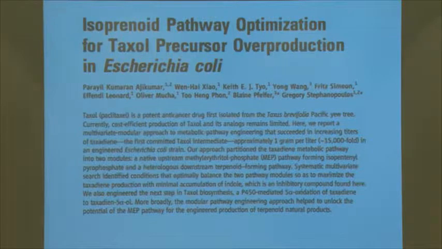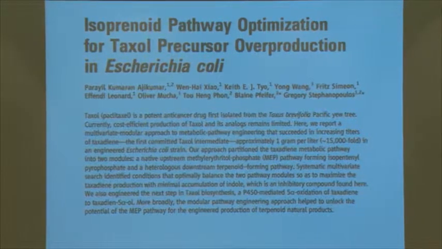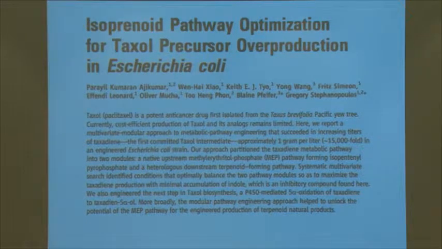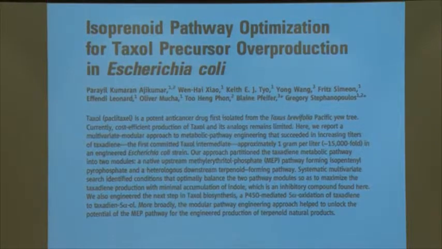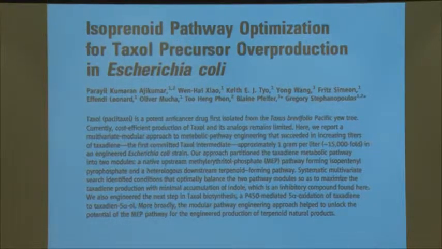So this is one where this group engineered E. coli, a basic bacterium, to produce Taxol, which as you all know is an anti-cancer chemotherapeutic drug, which is very expensive to produce right now, but if we could get a bug to make it, it'd be much, much cheaper.